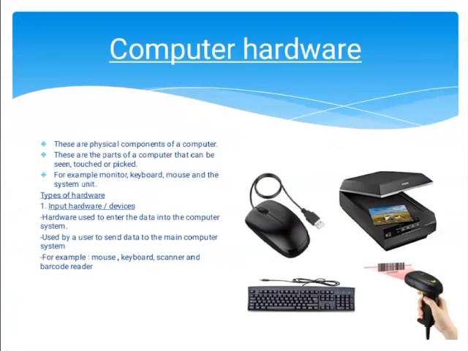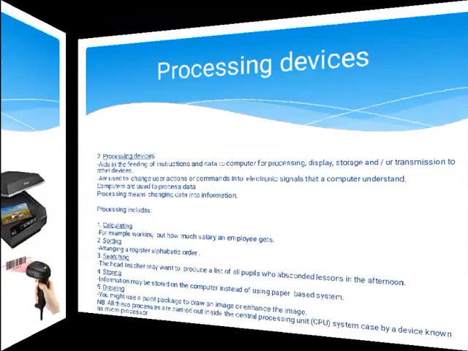For example, the mouse is used for moving the cursor, for clicking, pointing, and selecting data to be used. That's the purpose of the mouse as an input device. The keyboard is used for typing. A scanner is used for scanning. Then the barcode reader is there for reading barcodes. So those are the examples of input devices, and that's how they work.